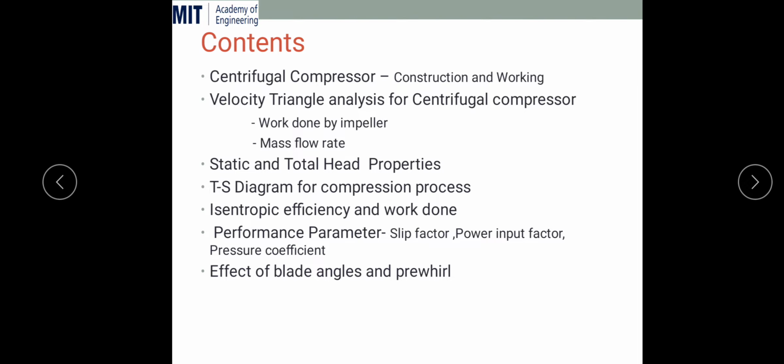In that we have derived a formula for work done by impeller and mass flow rate. After that we just started in previous videos the thermodynamic analysis. In that we have discussed static and total head properties, TS diagram. Today we will start with the TS diagram, then isentropic efficiency and work done and remaining performance parameters.